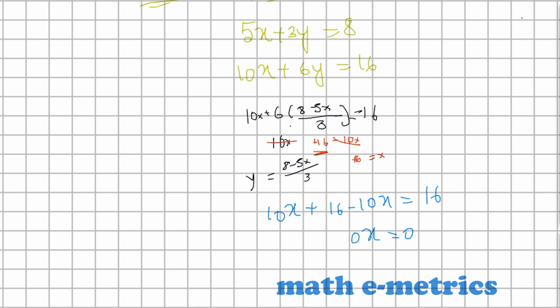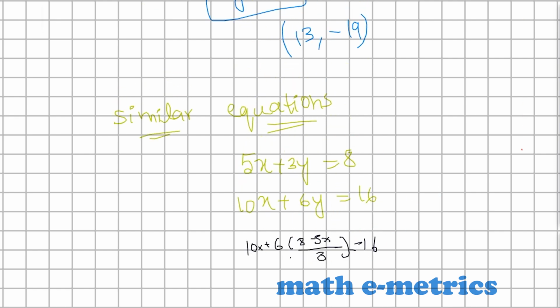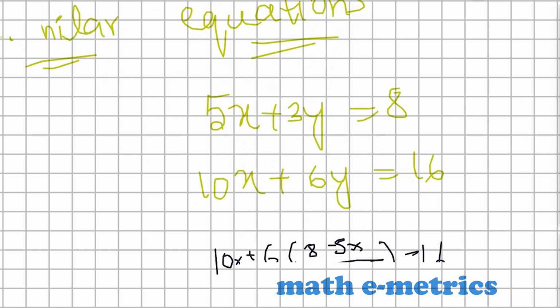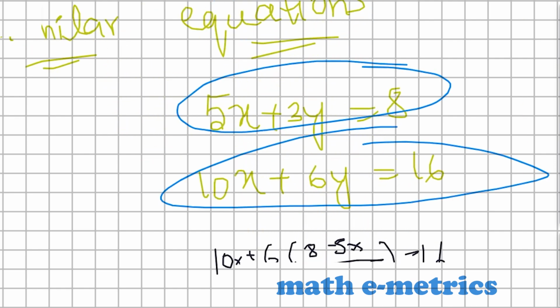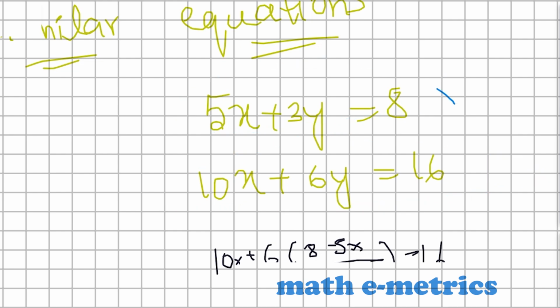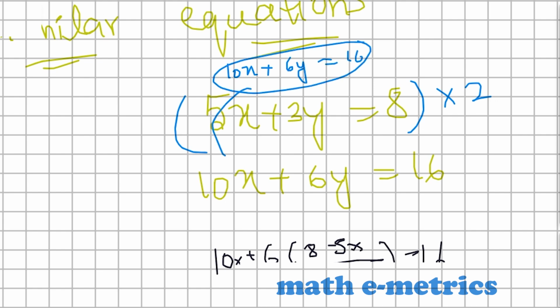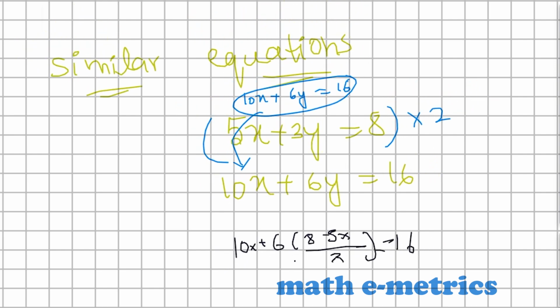Yes. These types of lines are called similar equations. Actually, if you notice carefully, if you multiply the first one by 2, what do you get? 10x plus 6y equals 16, which is the same as the second one. That means these lines are the same lines.